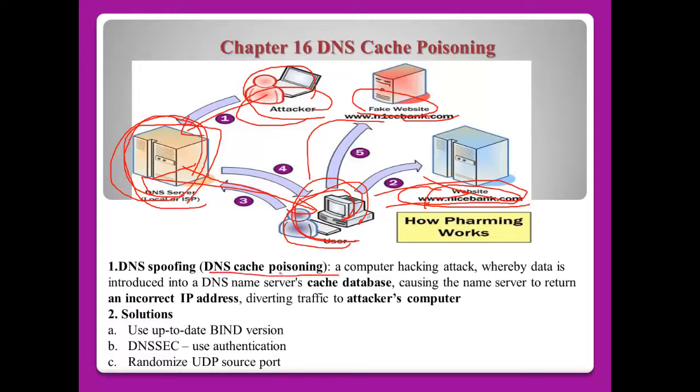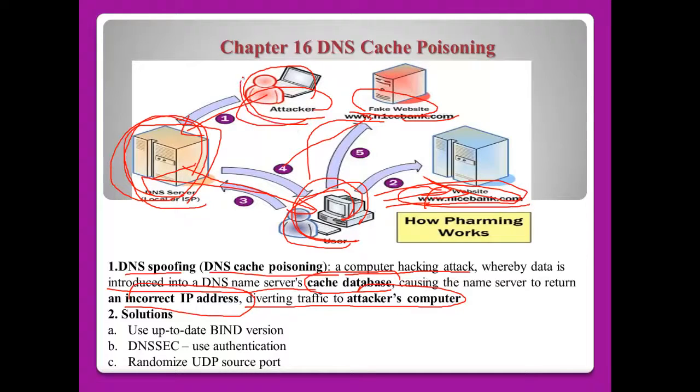So here, DNS cache poisoning and DNS spoofing are the same. It's a computer hacking attack whereby data is introduced into the DNS name servers, especially the cache database, causing the name server to return an incorrect IP address. The domain is the same, but the IP address is wrong, diverting traffic to the attacker's computers. So the attacker will get exact information, such as ID, password, and serial number, about this bank.